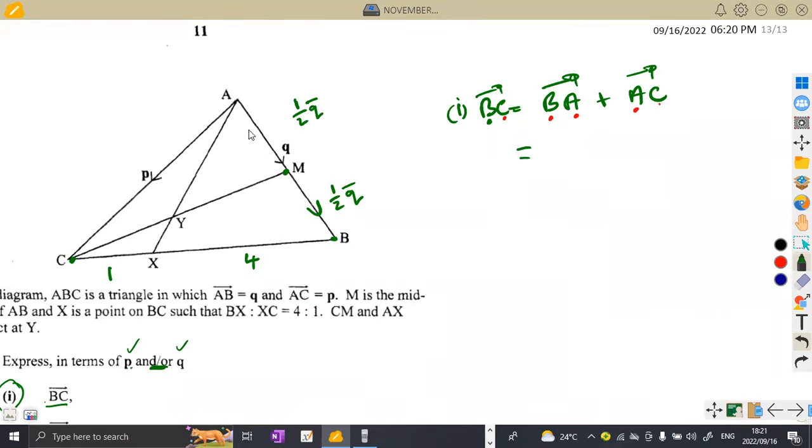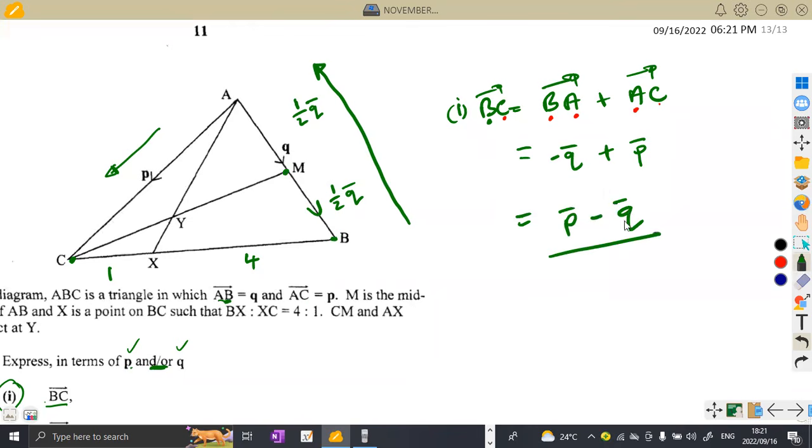From B to A, we are opposing the direction. Remember, we are given vector AB, which is Q, but BA is now going this direction, opposing the arrow, so it's going to be negative vector Q plus vector AC, which is maintaining the arrow. We are going this direction, which is the direction of the vector, so it is going to be vector P. So we can even start by writing P, since P is positive, which is going to be P minus Q. Okay, so that's our vector BC.